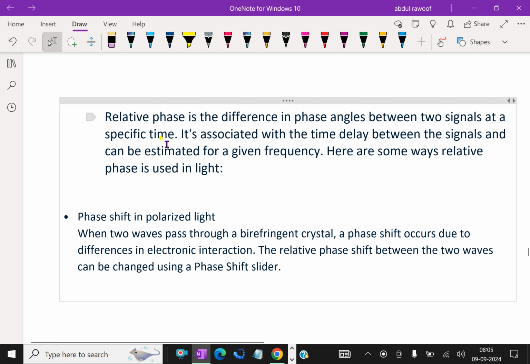Next one, the relative phase. What is relative phase? Relative phase is the difference in phase angles between two signals at a specific time. It's associated with the time delay between the signals and can be estimated for a given frequency. Here are some ways relative phase is used in light.